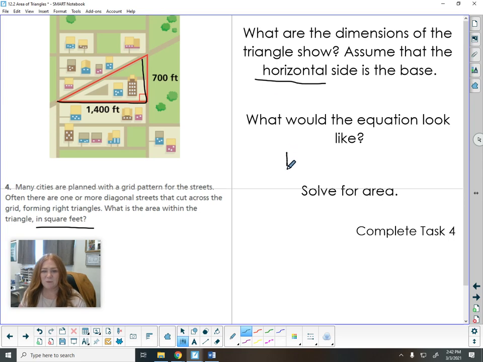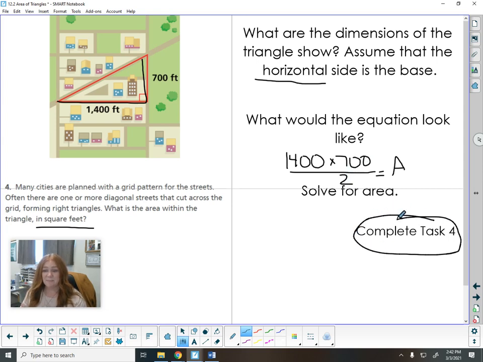So our equation would look like 1,400 times 700 divided by 2 equals the area. Or instead of dividing by 2, we could times it by a half. So you're going to go ahead and solve that. Go ahead and complete task 4 and then come back when you are ready. I just have a few more problems I want to practice before you do your check for understanding.